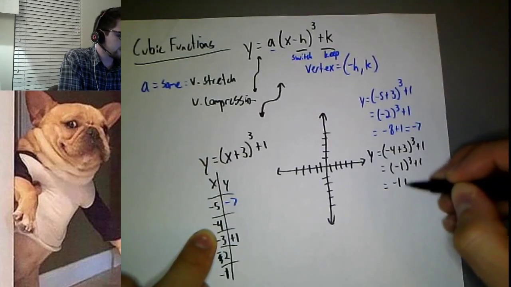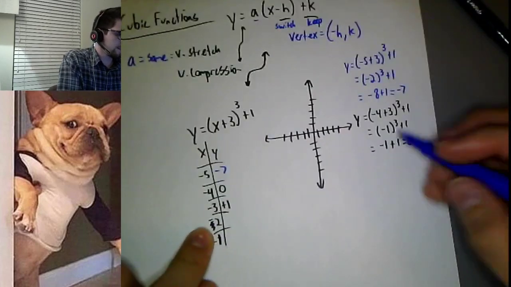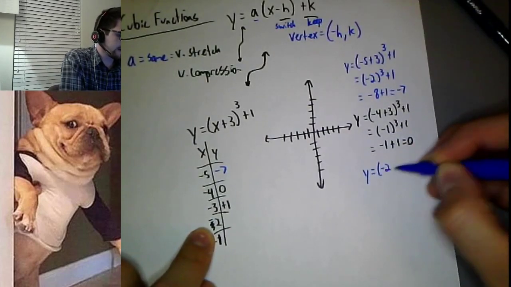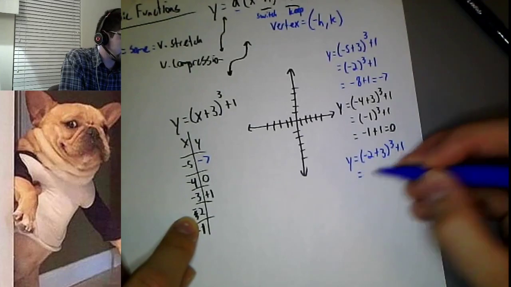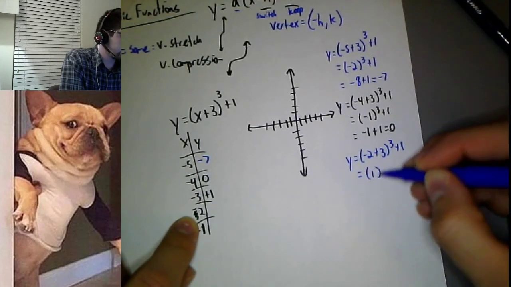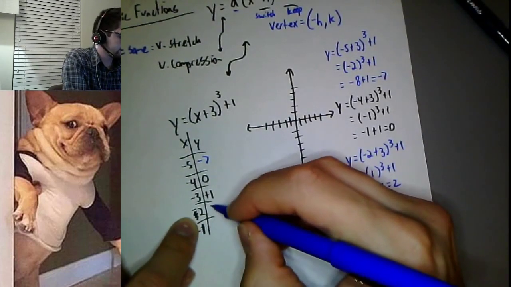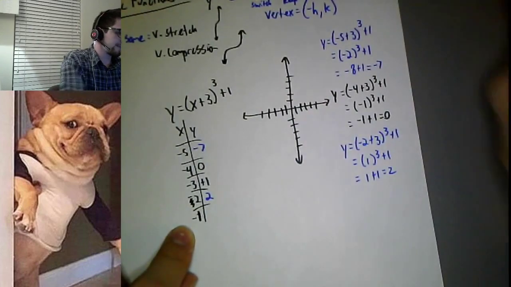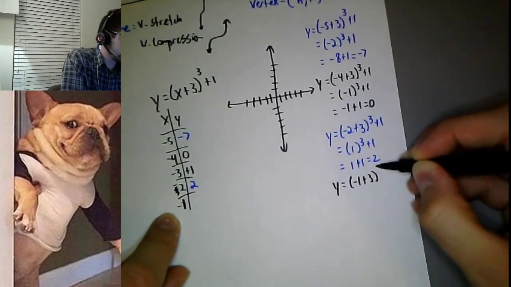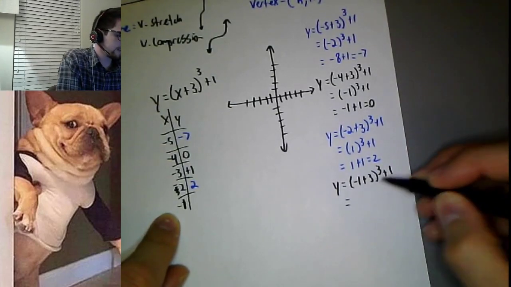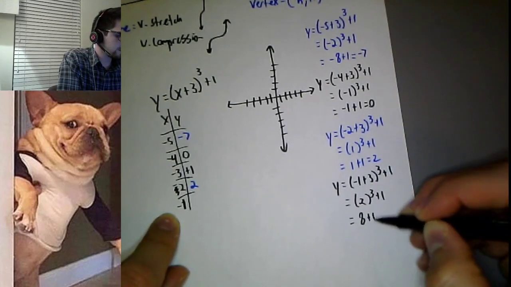Negative 1 cubed is negative 1 plus 1 gives me 0. For negative 2, y equals the quantity of negative 2 plus 3 cubed plus 1. When I combine these, I get positive 1 cubed plus 1. Positive 1 cubed is still 1, plus 1 is 2. Then for the last one, I have negative 1. Y equals the quantity of negative 1 plus 3 cubed plus 1. Negative 1 plus 3 gives me 2. 2 cubed gives me 8 plus 1 gives me 9.